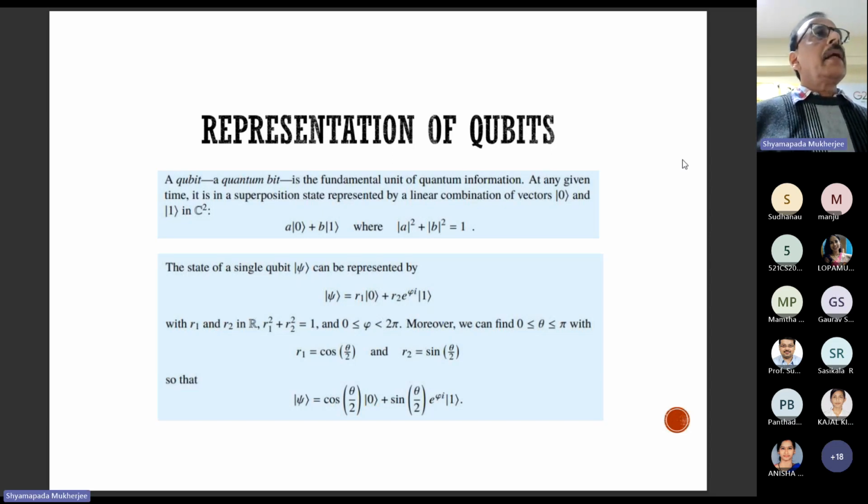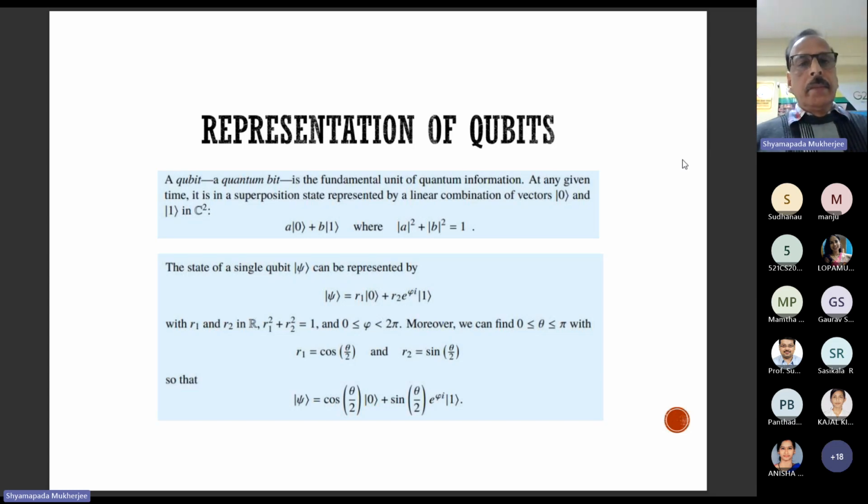Classical gates are finite in number, many gates are there, but quantum gates are more in number compared to classical gates. And all the classical gates can be realized in terms of quantum gates. So basing on this, now let us start with the representation of a qubit. So what is a qubit?